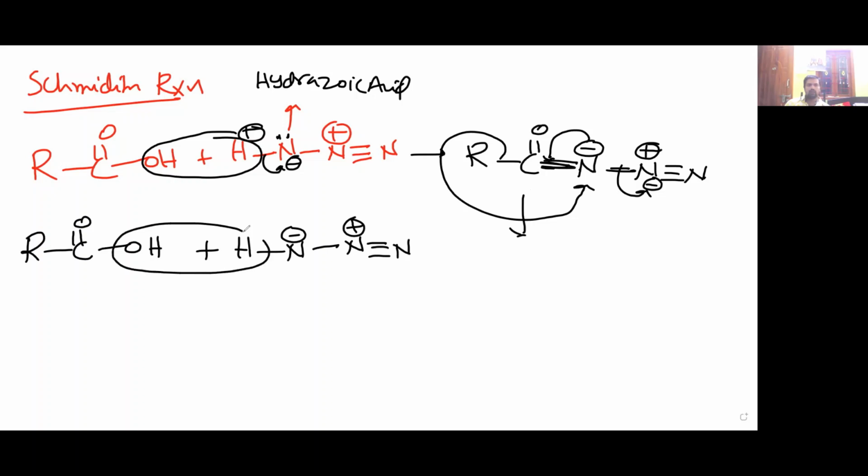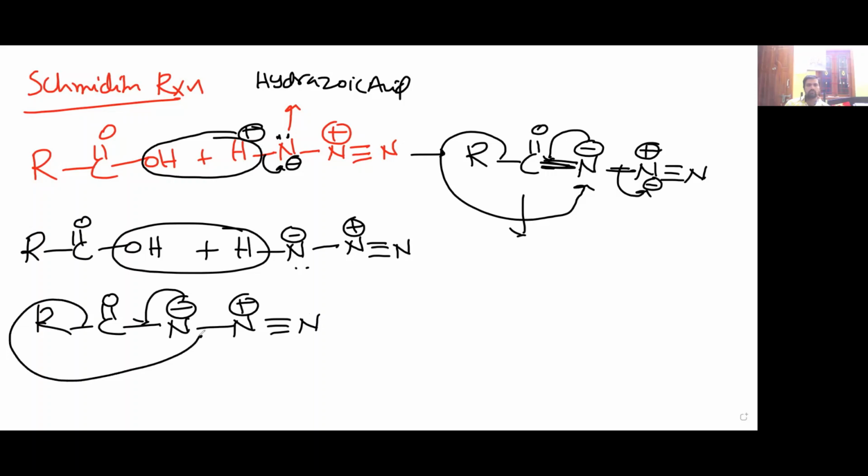Okay. What is the part that is eliminated? Water is eliminated. Then R-C double bond O, N minus, N plus triple bond N. The negative charge is shifted. The alkyl group is migrated to nitrogen. Then N2 is eliminated. So once again, alkyl isocyanate is forming. On hydrolysis, obviously, primary amine is going to form.